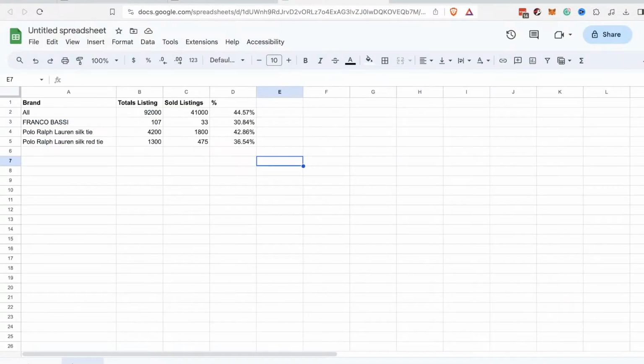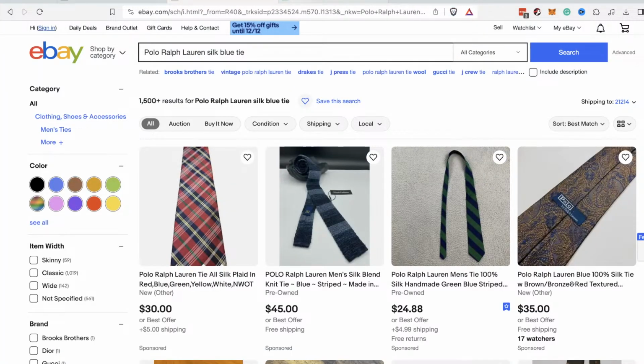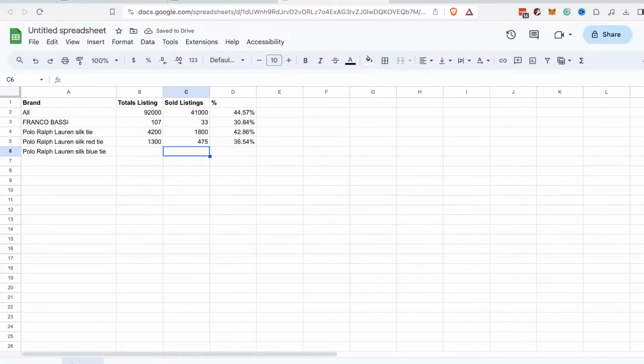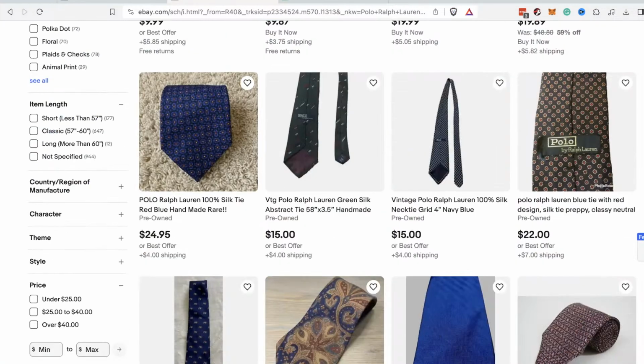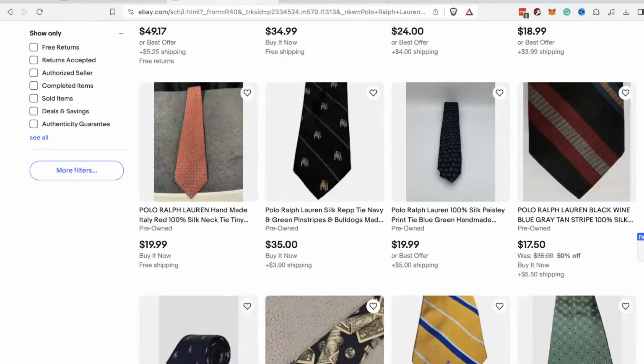So now I want to pull this down and say blue. That is 1,500 for all. So it's actually a little bit more blue ties being listed than red ties. Interesting. So actually, let's check this out. Let's see what actually sold, right?